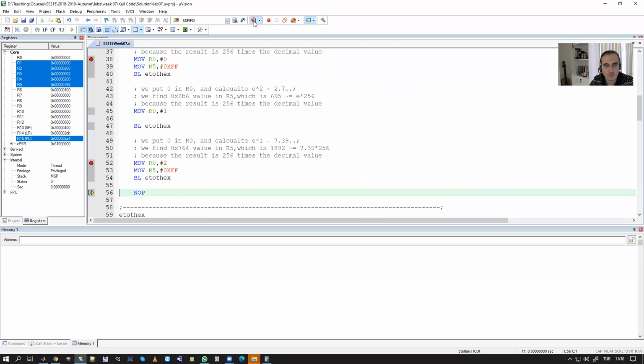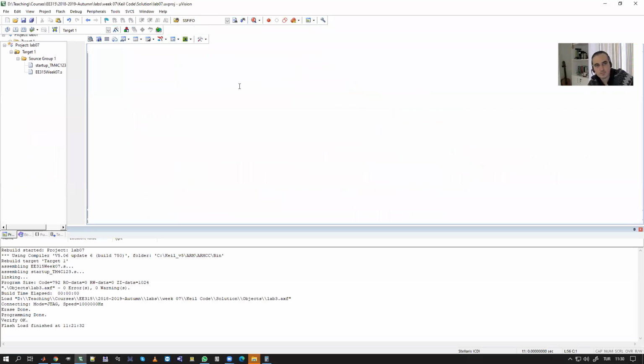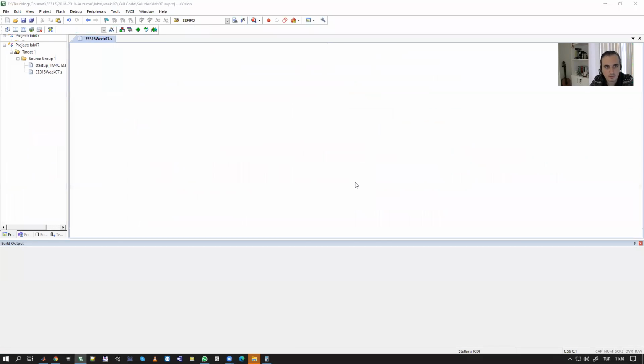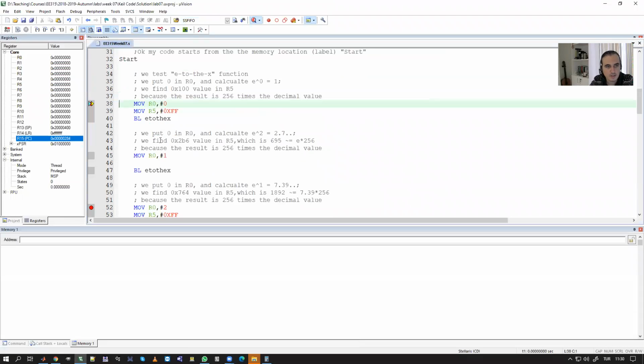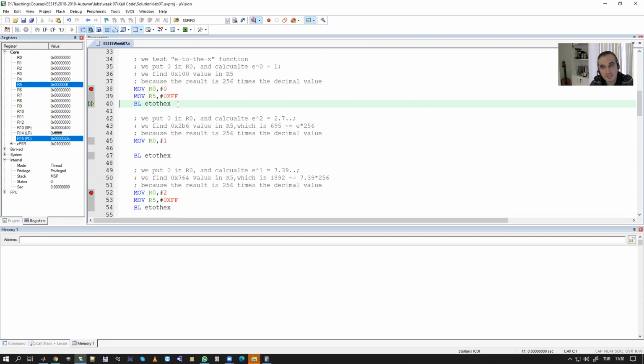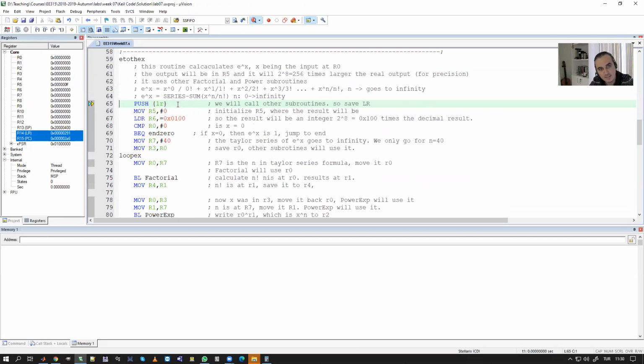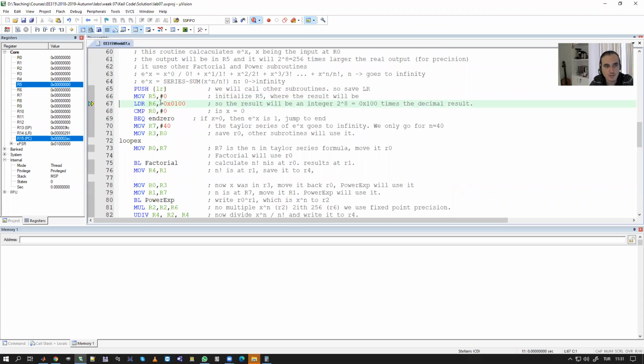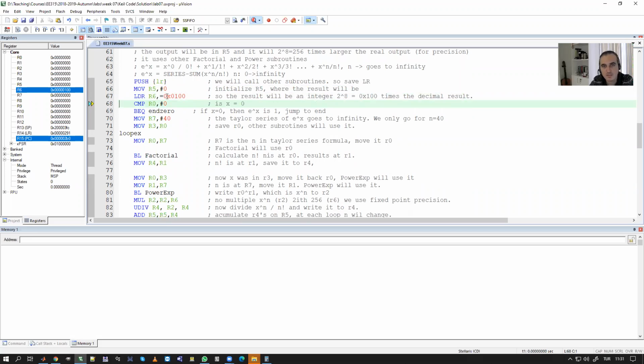So I'm going to start the program again. F10, F10, and I press F11 to get inside. Now I'm inside. I save LR. I initialize R5, so R5 is 0. R6 is 256. That's the decimal point scaling, you know why.